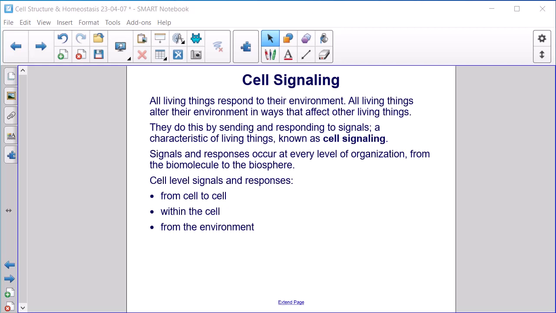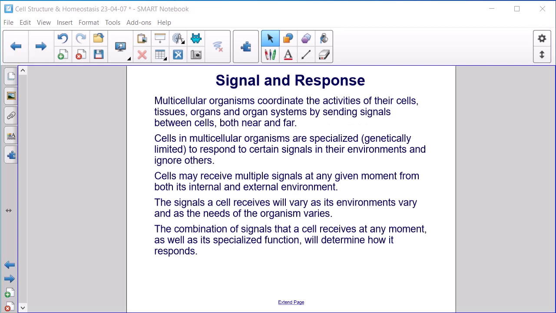Cell-level signals and responses: from cell to cell, from within the cell, and from the environment. Signal and response. Multicellular organisms coordinate the activities of their cells, tissues, organs, and organ systems by sending signals between cells both near and far.